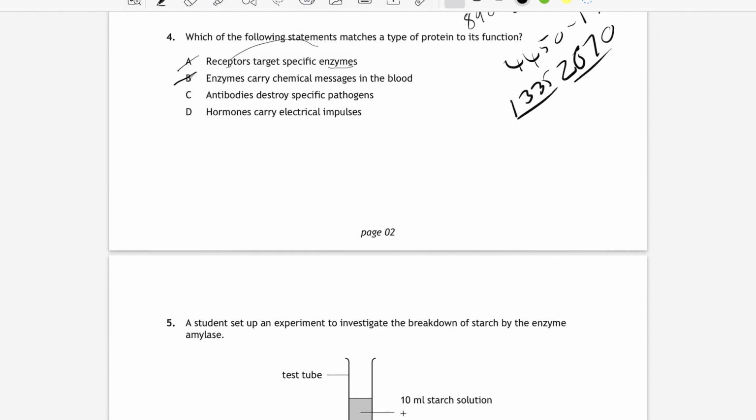So antibodies destroy pathogens. An antibody is a type of protein that your body produces in its immune system, which fights against pathogens. Let's just double check though. Hormones carry electrical impulses. No. Hormones carry chemical messages in the blood, and electrical impulses relate to the nervous system. So C is the correct answer for question 4.